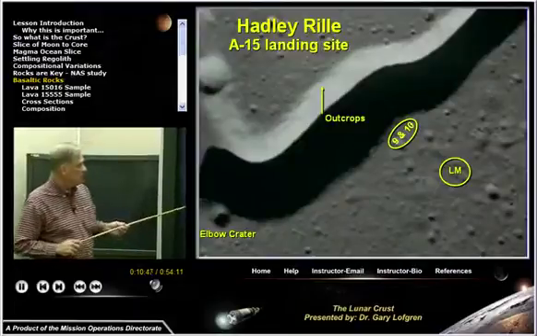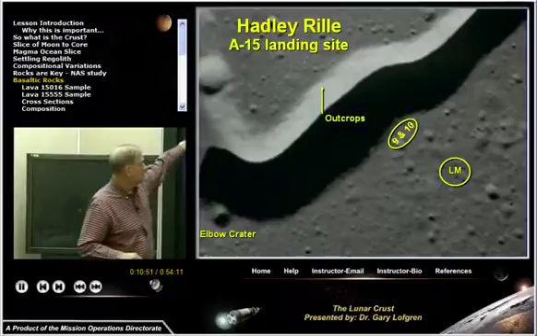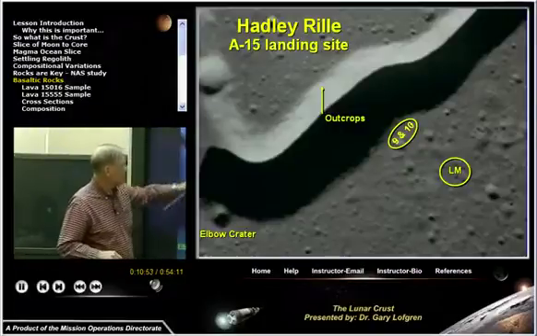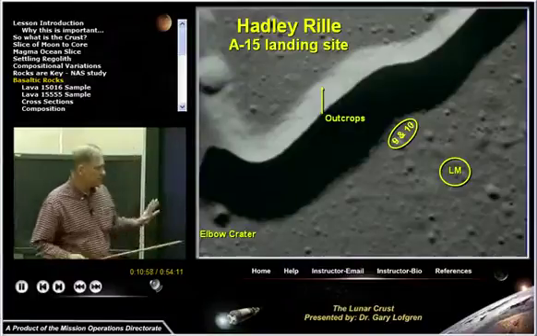And when we got to 15, we went there because one of the things we wanted to look at was the rille. And this is the basaltic surface. And this is the only place where we've actually seen real outcrops. In the next slide, we'll actually see the outcrops.